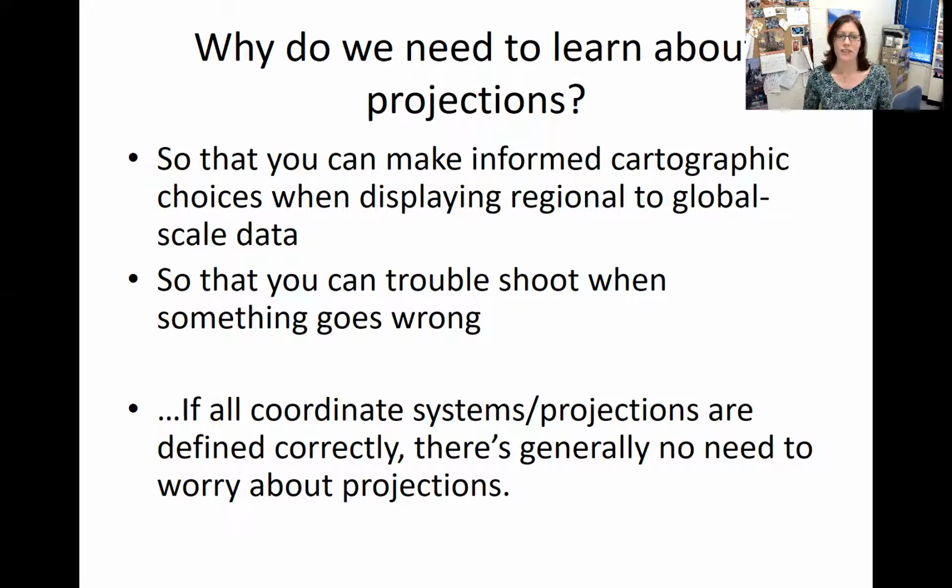The other big reason that we need to learn about projections is because occasionally something goes wrong, and you need to know that this is one of those things that could go wrong and have a little bit of intuition of ways to troubleshoot things if and when they do go wrong. The good news is that most of the time, as long as all coordinate systems and projections are defined correctly, you can have 50 different coordinate systems in your table of contents, in your map, and they'll all overlay just fine. So hopefully, you'll never have to worry about projections again, because everything will be correctly defined and will show up overlapping in the right places. So projections are really only important occasionally when something goes wrong or when I create something wrong and make you guys fix it.